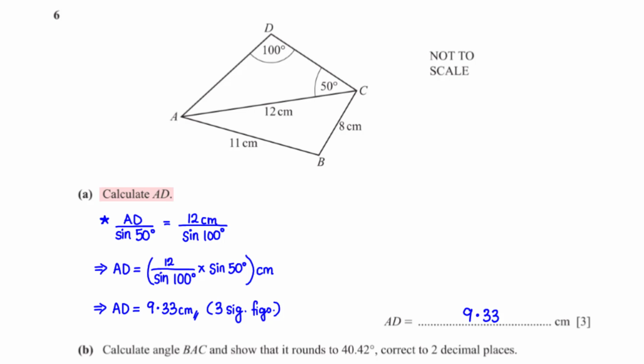Calculate AD. We can find AD by applying the sine rule to triangle ACD. This gives us AD divided by sine 50 degrees equals 12 centimeters divided by sine 100 degrees. When we make AD the subject, this is what we have. When we type this into the calculator, we get 9.33 centimeters rounded to 3 significant figures.